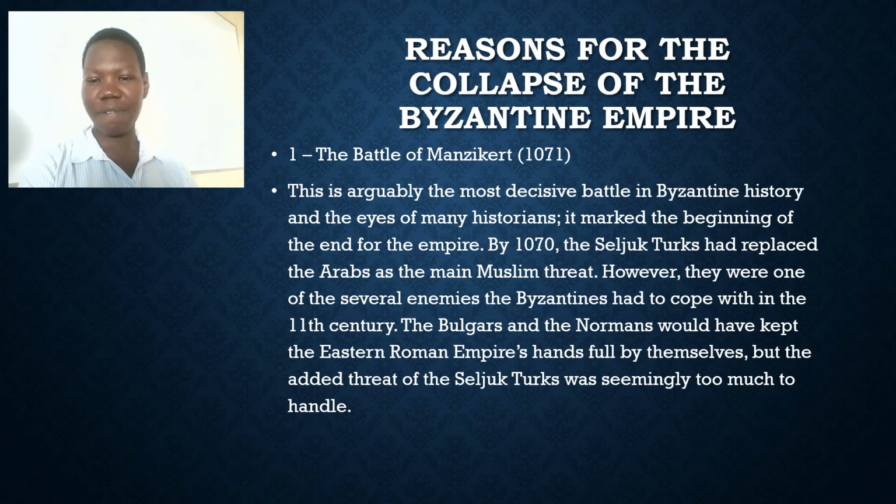By 1070, the Seljuk Turks had replaced the Arabs as the main Muslim threat. However, they were one of several enemies the Byzantines had to cope with in the 11th century. The Bulgars and the Normans would have kept the Eastern Roman Empire's hands full by themselves, but the added threat of the Seljuk Turks was seemingly too much to handle.